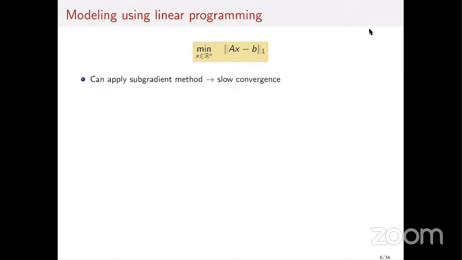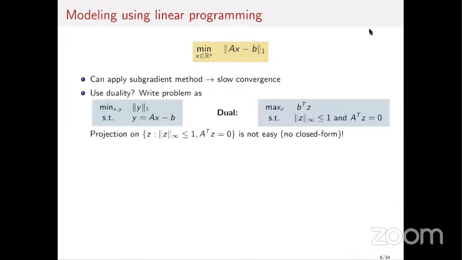Okay, so we've seen how to apply the subgradient method to this problem. A subgradient is given by A transpose the sign of AX minus B, and then you choose a step size that decreases and so on. I show the plot and we get relatively slow convergence.